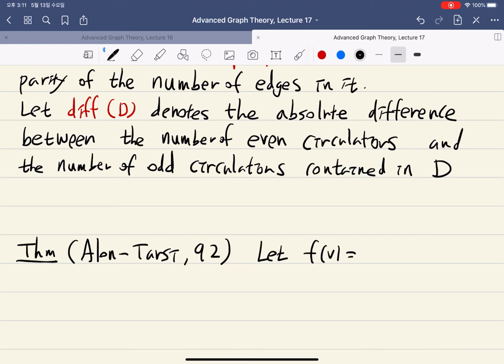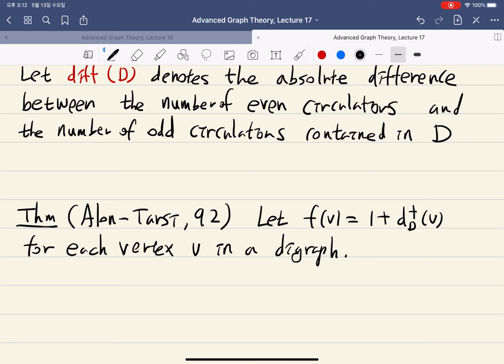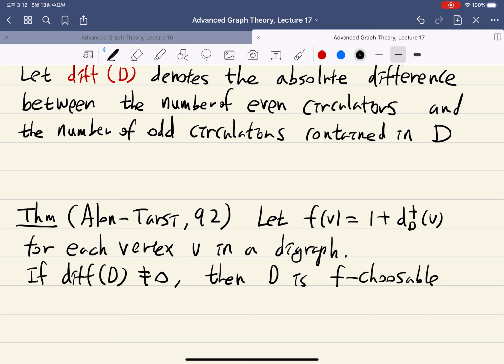So again, we have some orientation or some diagram, say diagram D. And if we know that for each vertex P, we compute its out degree. And then for each vertex, we assign this F value, which is out degree plus 1. Then we want to find some sufficient condition for the underlying graph to become F choosable.